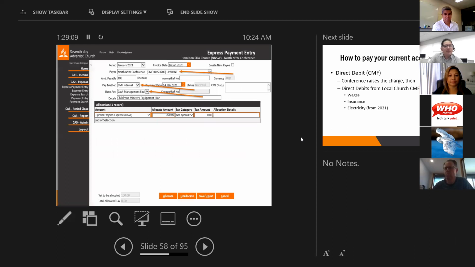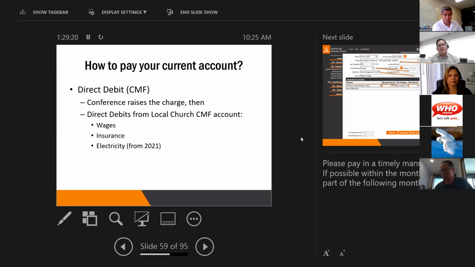So going back to our scenarios, this is for when those are charges that are not direct debited. You choose CMF internal as the payment method. If you are going to process a charge that has been direct debited, where will you see that? You will see that on your CMF statement, right? And also on your My Statement for K Church. So you will see on those two documents that it has been charged and then direct debited.